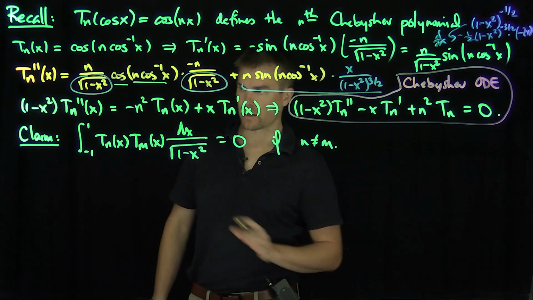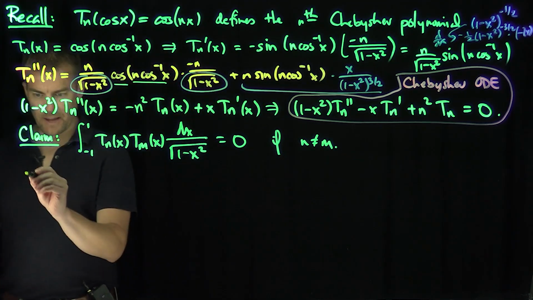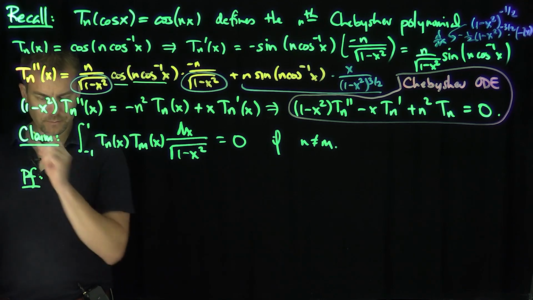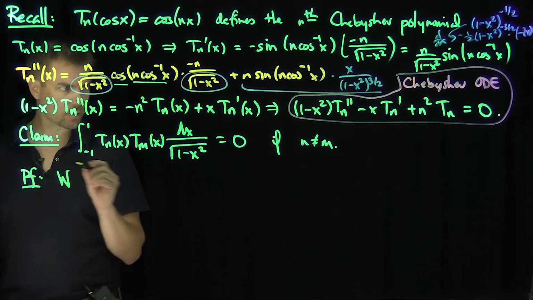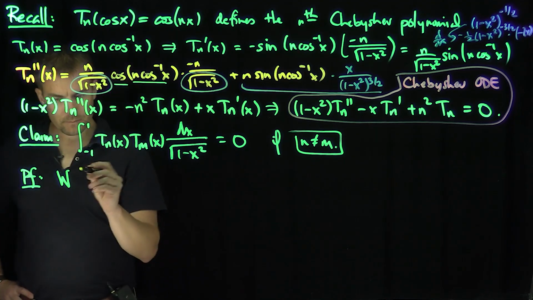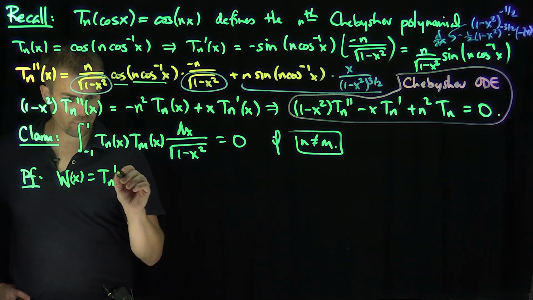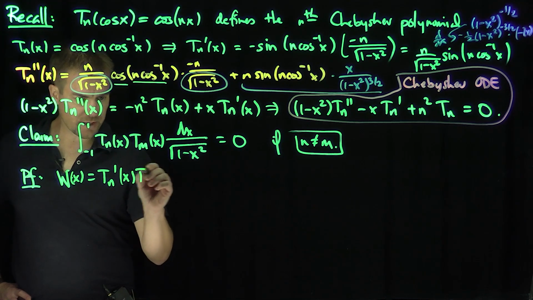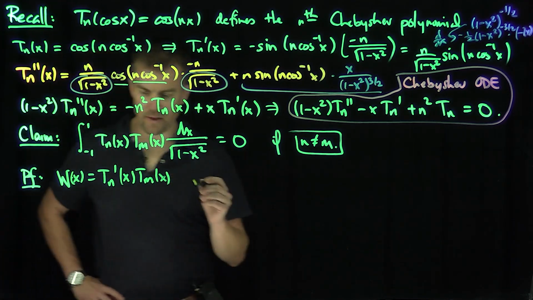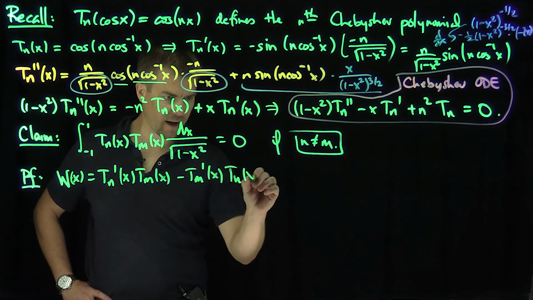So let's prove this orthogonality first, though. Okay, so let's claim this is true. Now what we're going to do to prove that claim is the following. We're going to look at the function W. Let's assume this condition is true. I'm going to look at W of x, which is Tn prime of x, Tm of x, and then minus Tm prime of x, Tn of x, like so.